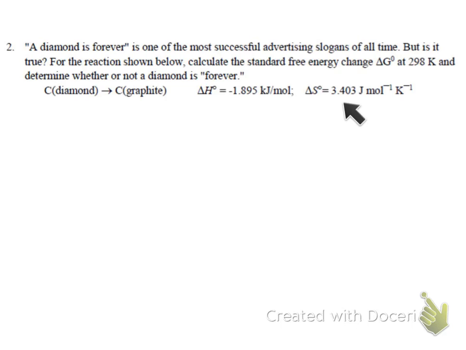We also know its delta S, and that's going to be positive because the diamond is highly organized and graphite is less organized. So that's a positive entropy change. But what's the delta G for this process? So again, just like before, we need to convert our entropy in joules to kilojoules so that everything will match. And we're going to use the same equation, delta G equals delta H minus T delta S. For temperature, it's going to be in Kelvin, which is 298 Kelvin, which is given, and solve for delta G.